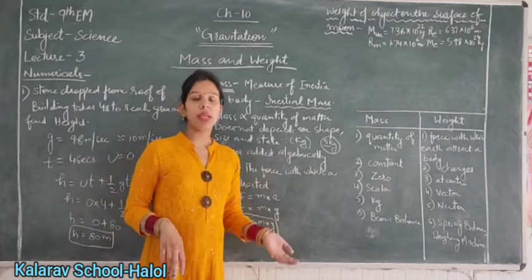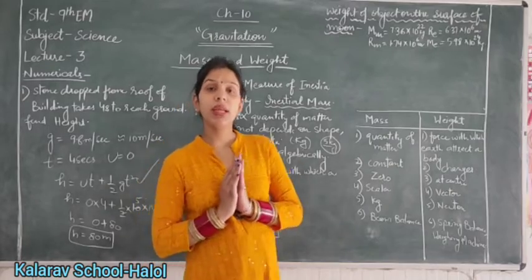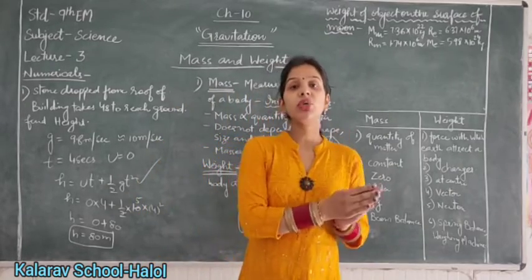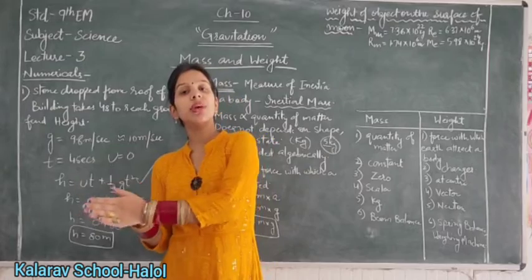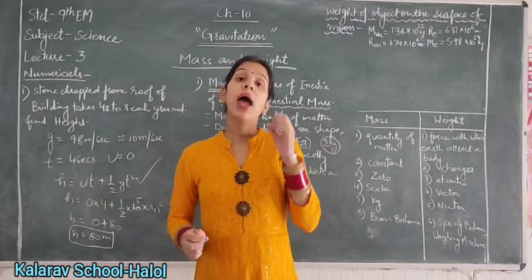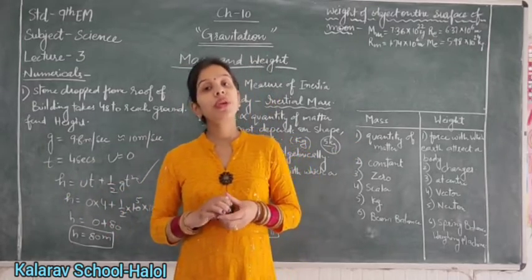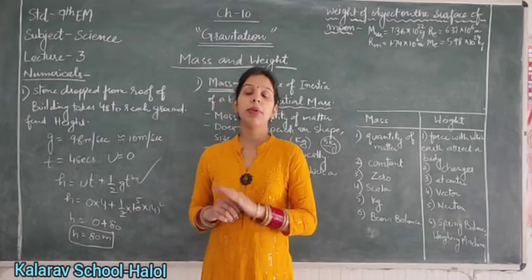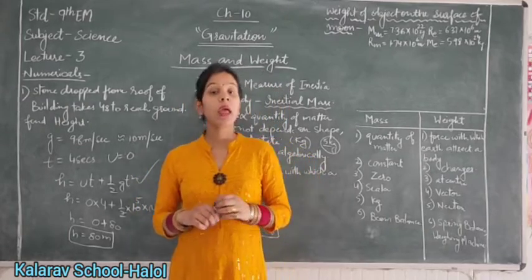Masses can be added algebraically. What does it mean? If I have 5 kg of sugar, 4 kg of sugar, and 1 kg of sugar, then I club that and say I have 10 kg of sugar. So we can say that mass can be added algebraically.